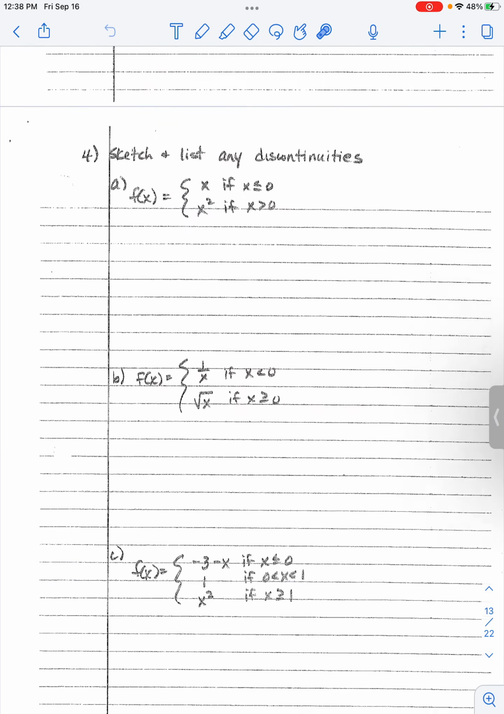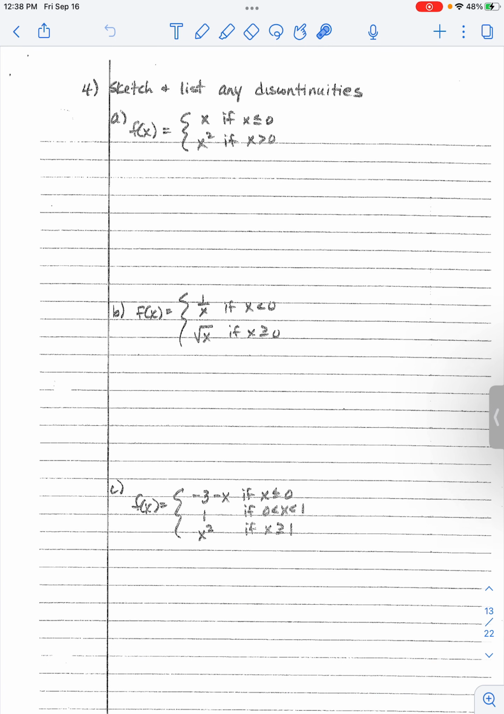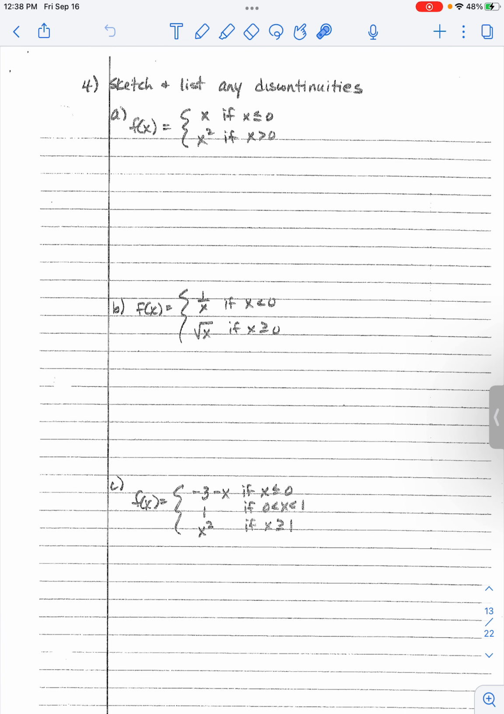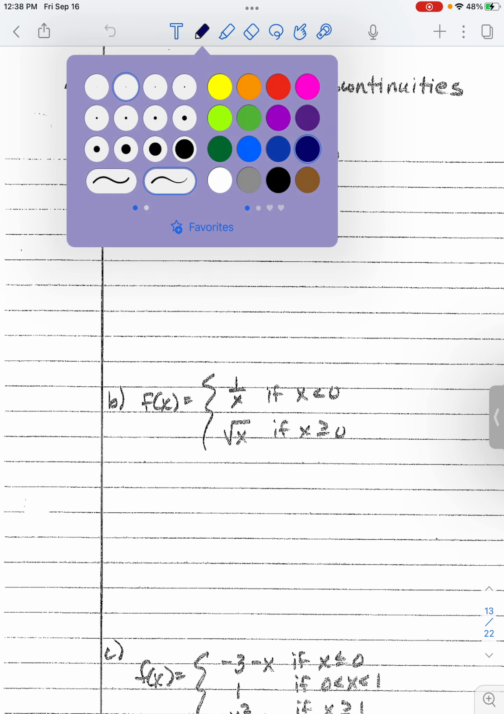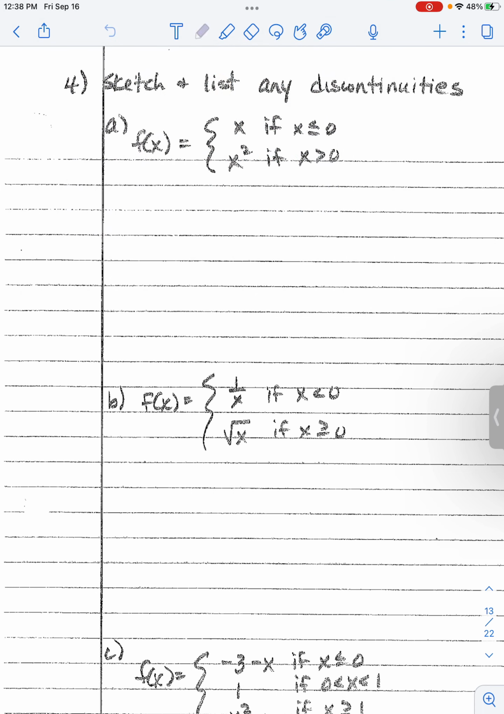And then the last thing in this video, thanks for bearing with me, I want to talk about number 4 here, heading 4. There's a problem on the homework which discusses this, okay? You want to sketch and list any discontinuities. So these are what's called piecewise functions, you should have seen them last year. So here's how we graph these.